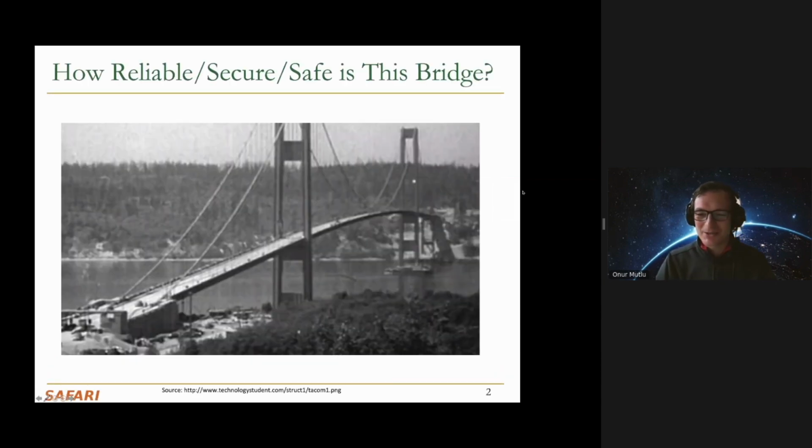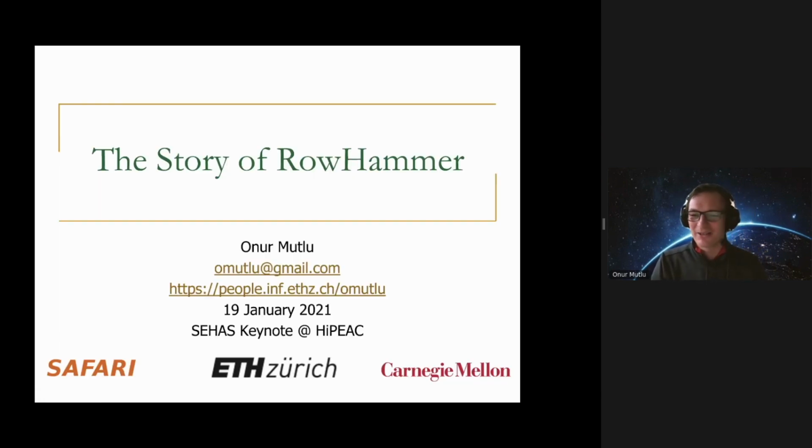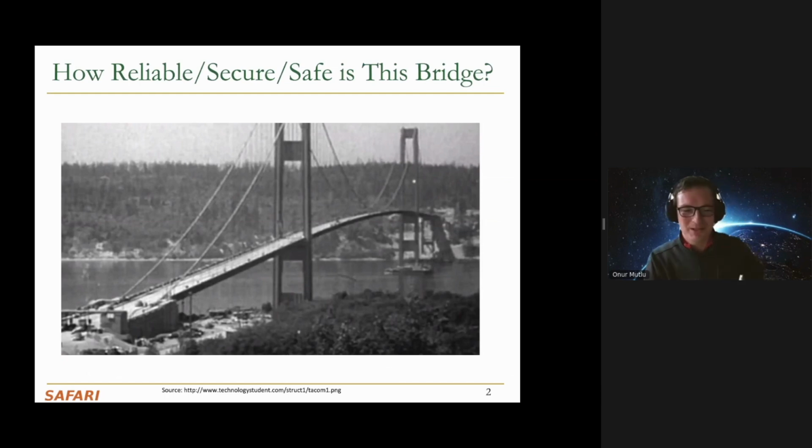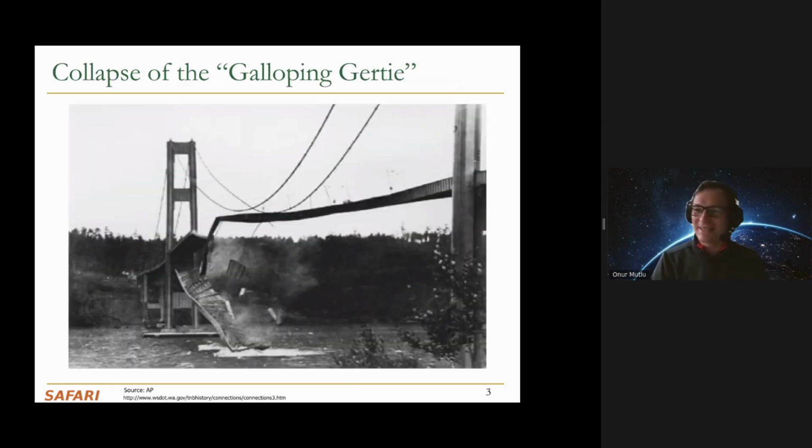So when I talk about Rowhammer to freshmen in my class, I actually show this picture of this bridge, and many people may know which bridge it is. This is the Tacoma Narrows Bridge that used to go over the Hood Canal. It was built in 1940, and it collapsed 6 months later, like this. And I think this is a really great example of a bit flip in critical infrastructure.